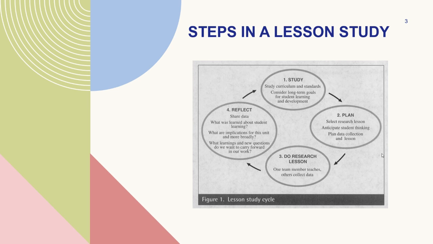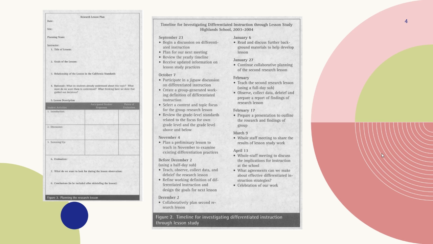And typically you might teach the lesson to another class another time to try to implement those reflections, and then you could do that a few times if you have enough teachers on the team. So here on the left is the research plan that they recommend. It looks much like a lesson plan that we would write, but it has a few different things, such as anticipated student responses and really trying to emphasize what do we want to look for during the lesson.